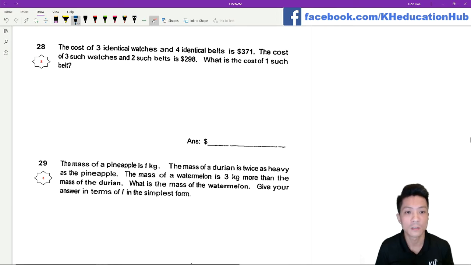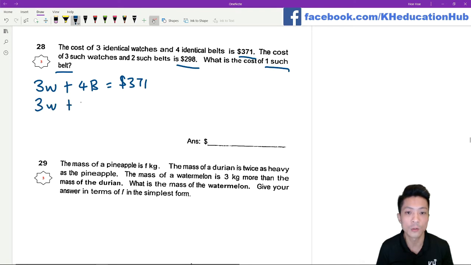Question 28. The cost of 3 identical watches and 4 identical belts is $371. The cost of 3 such watches and 2 such belts is $298. So they want you to find the cost of 1 such belt. Write down the statement. 3 watches and 4 belts is $371.